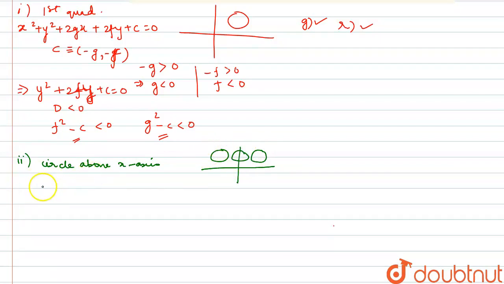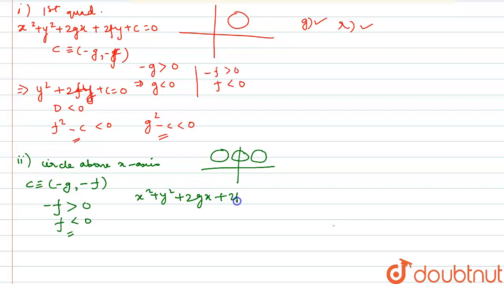The circle center was originally minus g comma minus f, and if it is lying above the x-axis, then the y coordinate will always be positive. Therefore the y coordinate of the center, that is minus f, will always be positive, which means that f should be less than 0. Also, it can have a point of intersection with the y-axis, meaning it can touch or have two intersection points on the y-axis. Therefore, x equal to 0 will satisfy the equation of the circle, x square plus y square plus 2gx plus 2fy plus c equal to 0.